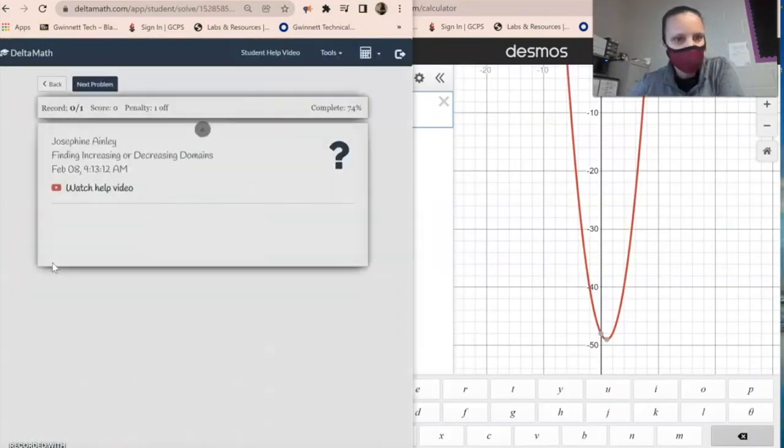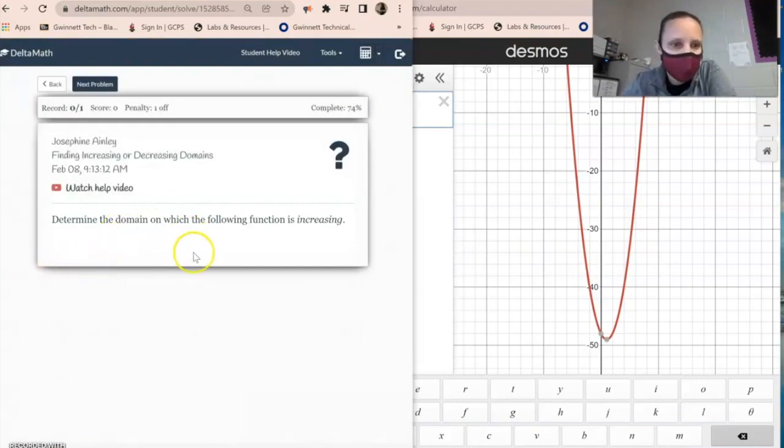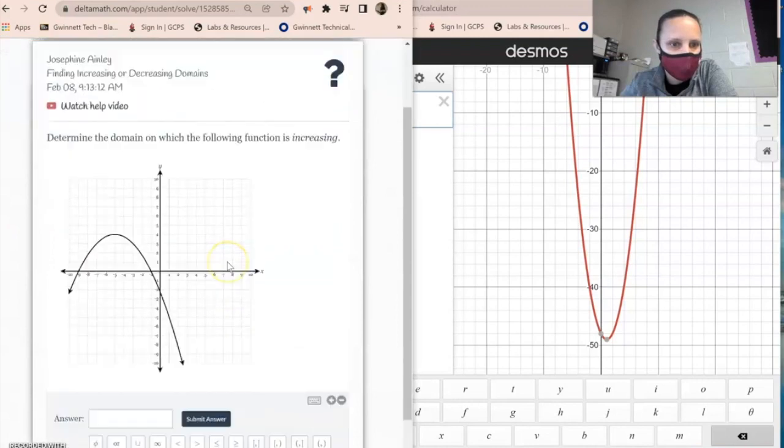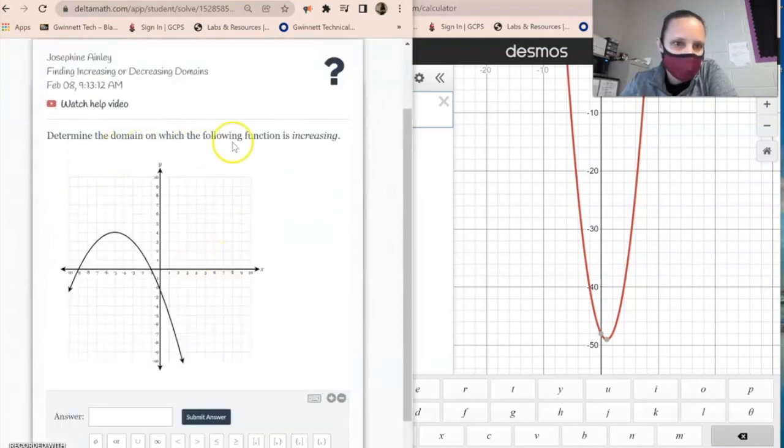Finding increasing and decreasing domains. We just did this in the last one, but we'll go ahead and do it again, just because I want to make sure that you're okay. All right, so when is it increasing? It's increasing here up to where? Up to there. So where am I coming from? I'm coming from negative infinity. So this is where it's increasing, right? Up to here. It stops right here.